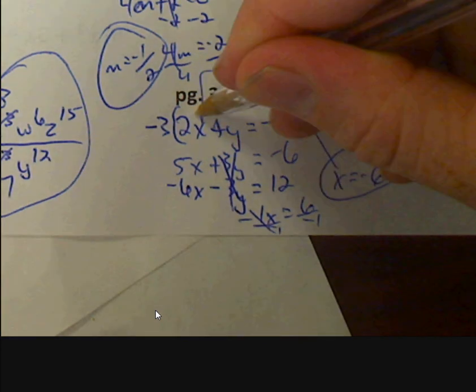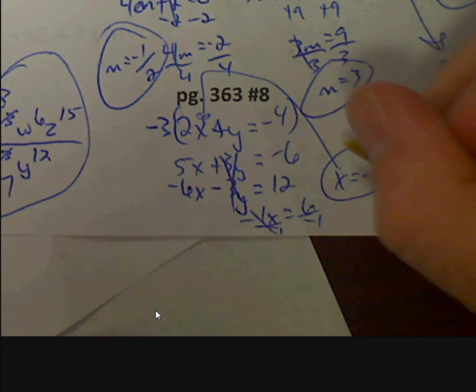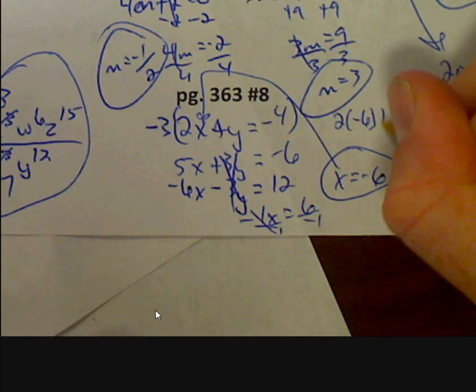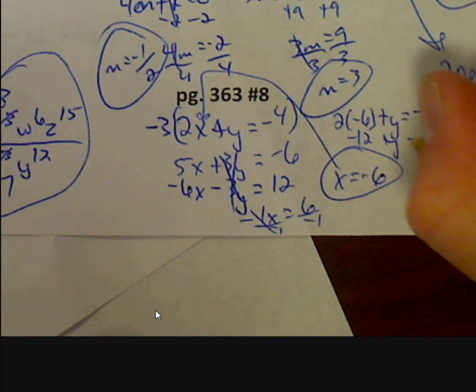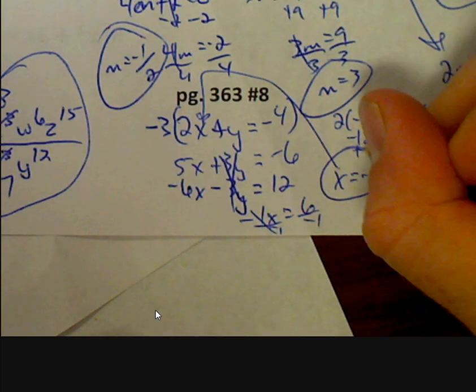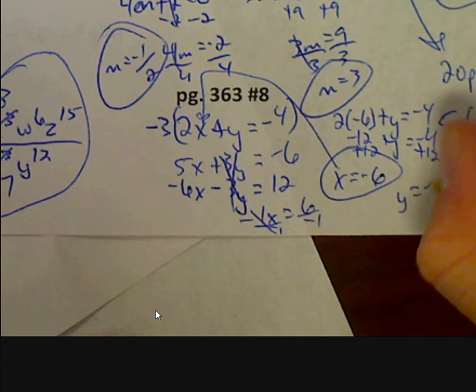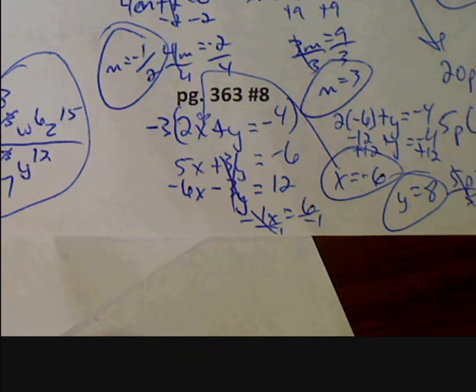If x is negative 6, I plug back in. 2 times negative 6 plus y equals negative 4. Negative 12 plus y equals negative 4. Add 12, y equals 8. And we are done.